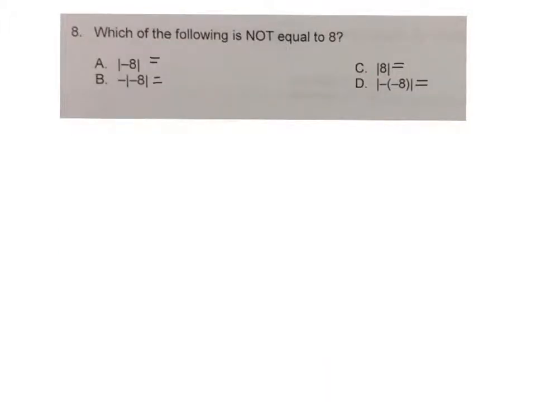Number 8, which of the following is not equal to 8, which means you have to solve all of them. So letter A says the absolute value of -8 is 8. Letter B says the absolute value of -8 plus a negative sign is -8. Letter C says the absolute value of 8 is 8. And then letter D says the absolute value of negative times negative, which would be positive, is 8. So the correct answer would be B, because that is not equal to +8.